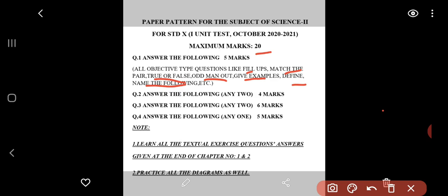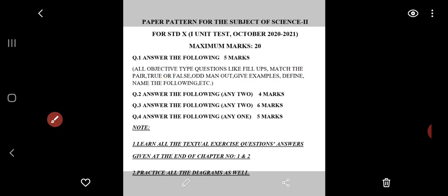Now here I can even ask a diagram with improper labeling, and you may be asked to correct it, or an incomplete diagram without labeling where you will be asked to label the whole diagram.